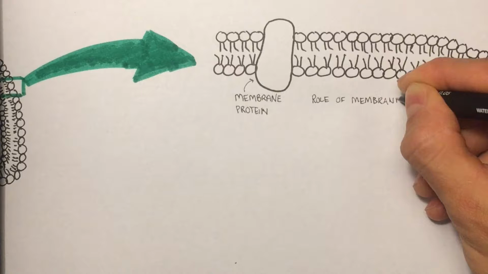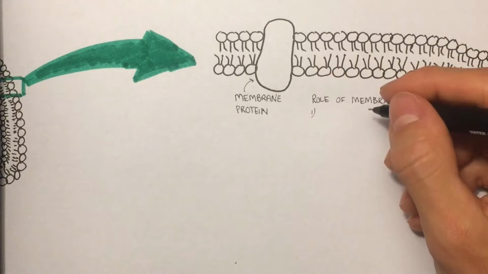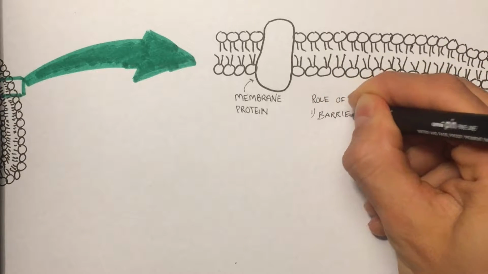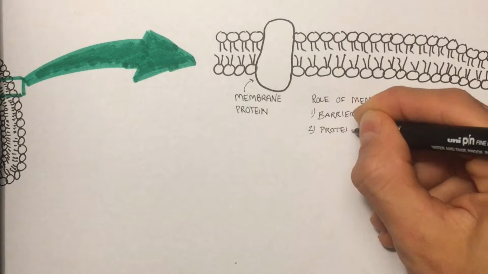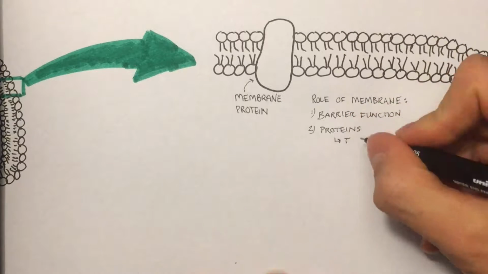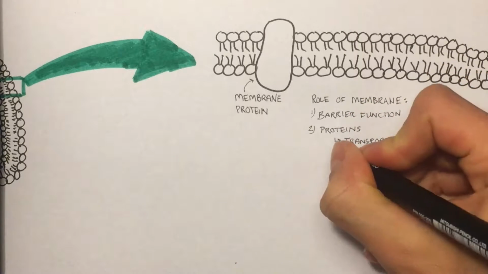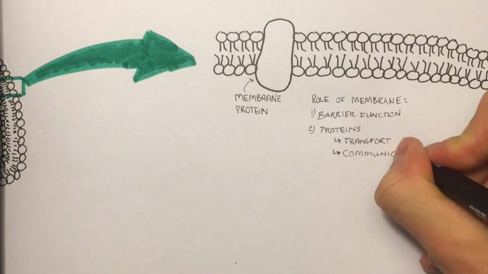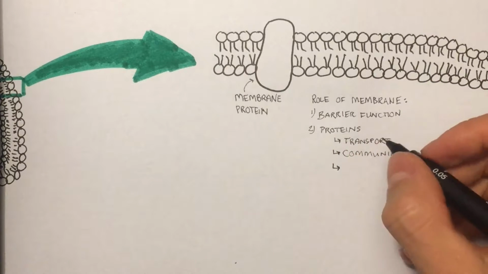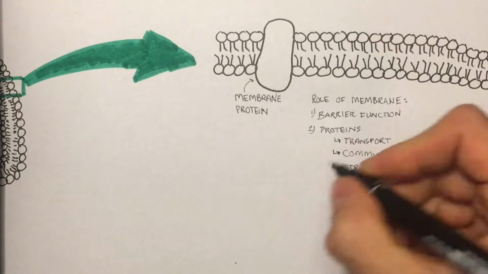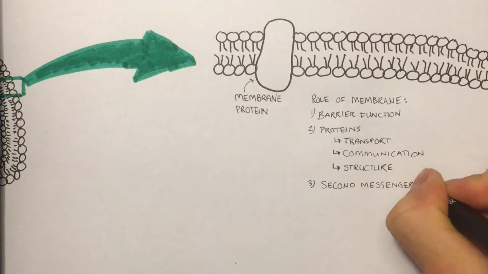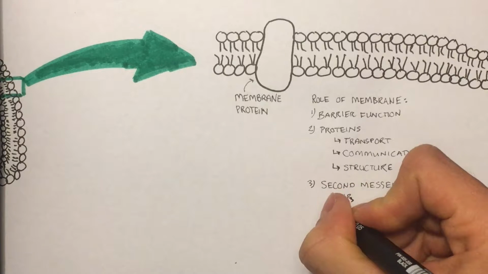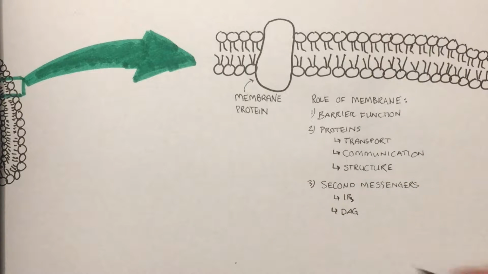The plasma membrane has three main functions for the cell. One, it works as a barrier that maintains the differences between the extracellular and the intracellular compartments. Two, it contains proteins that are important for transport, communication, and for the structure of the membrane. And three, it works as a source for second messengers. IP3 and diacylglycerol are two examples of second messengers.